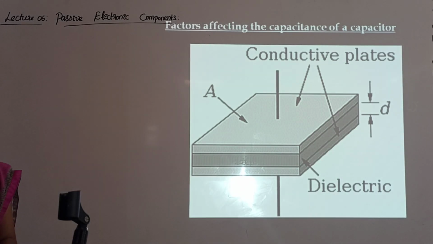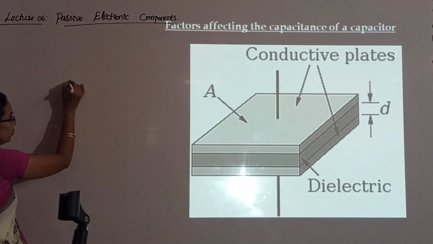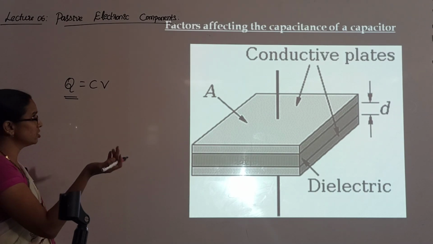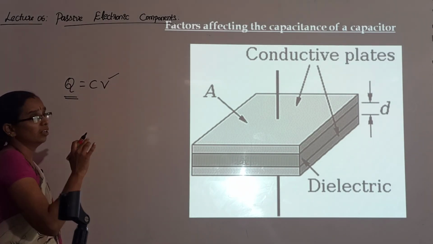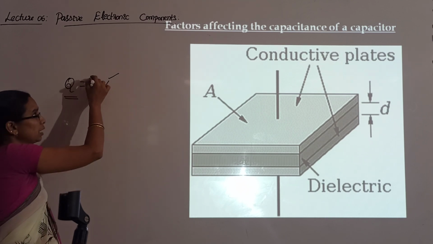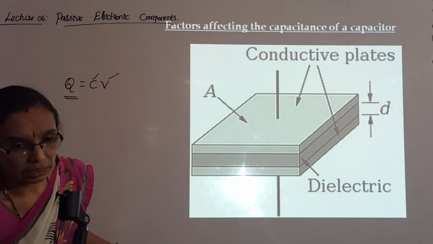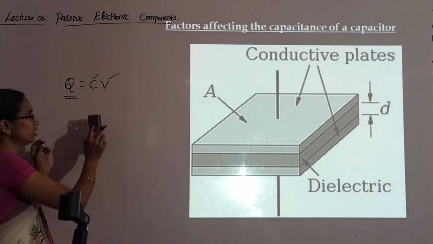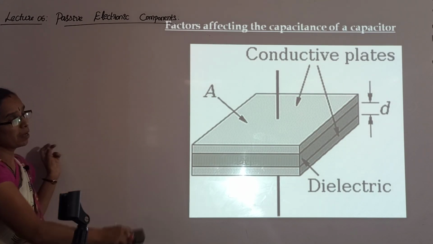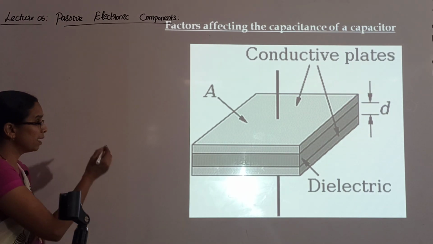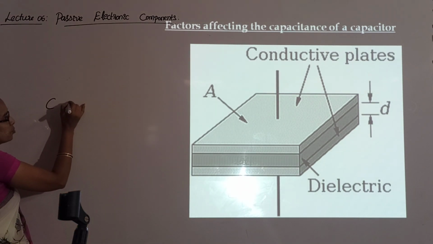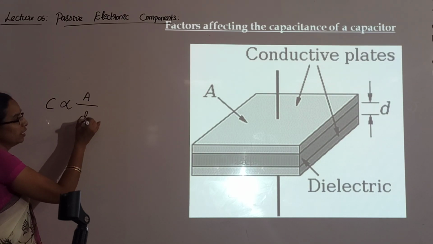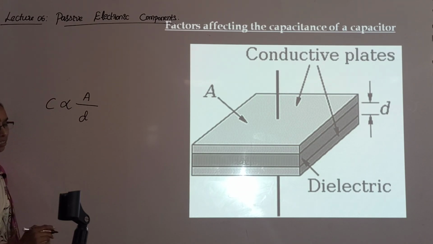Next is factors affecting the capacitance. According to Q is equal to CV, a capacitor can store more charge when either the voltage across the capacitor is increased or the capacitance of the capacitor is increased. Voltage rating, we have studied how much voltage we can increase. We can increase up to the voltage rating of the capacitor. And the capacitance of the capacitor, how is it decided? C is directly proportional to the area of the plates and inversely proportional to the distance between the plates.